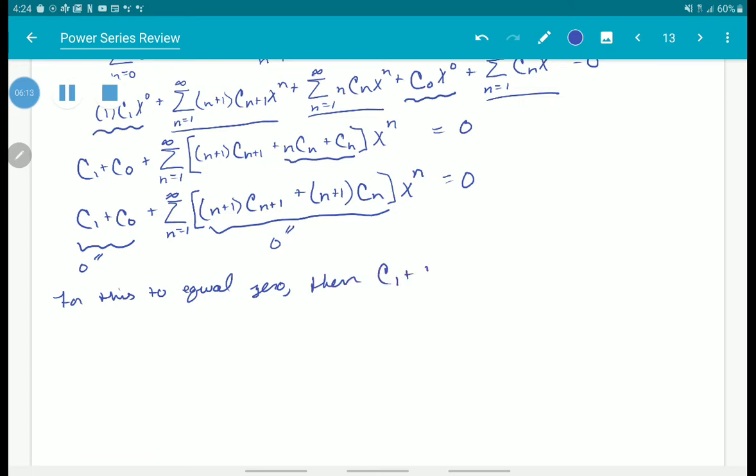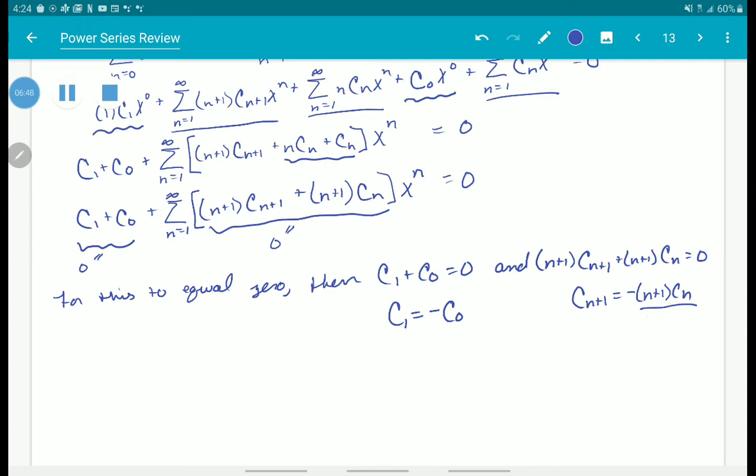So C1 plus C0 has to equal 0. So that means C1 has to equal negative C0. And this coefficient, (n plus 1) c sub (n plus 1) plus (n plus 1) c sub n, has to equal 0. So if we solve this for c sub n plus 1, we would move this piece to the other side, and then we would have to divide by that n plus 1.